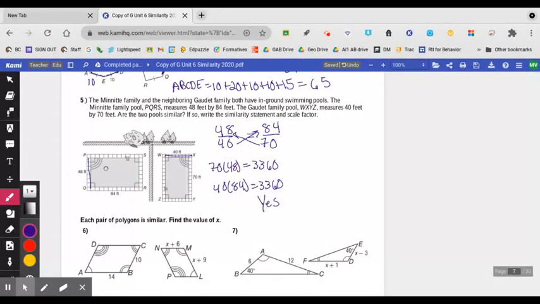So then my similarity ratio, if I say PQRS, so I start at P and I go short, long, it's similar to, I can do short, long again, W, X, Y, Z. It wouldn't have mattered if I did it the other way, but I wanted to go alphabetical.